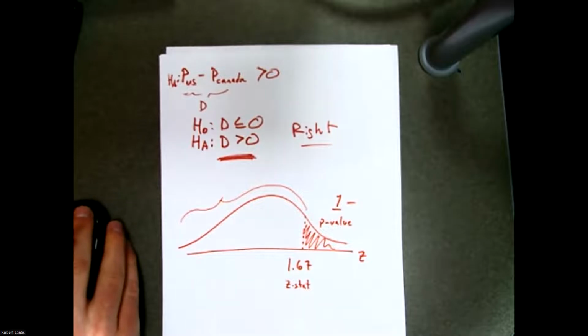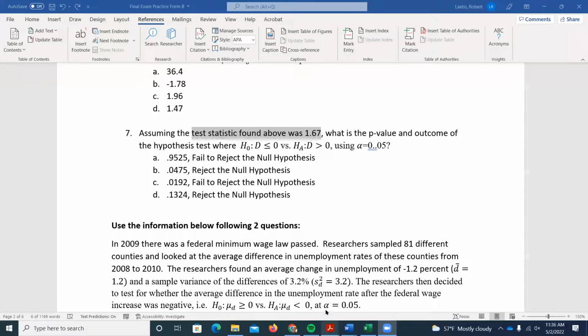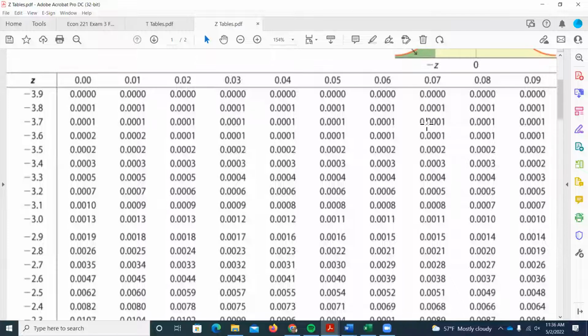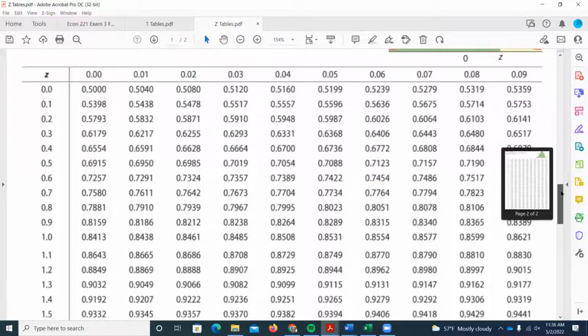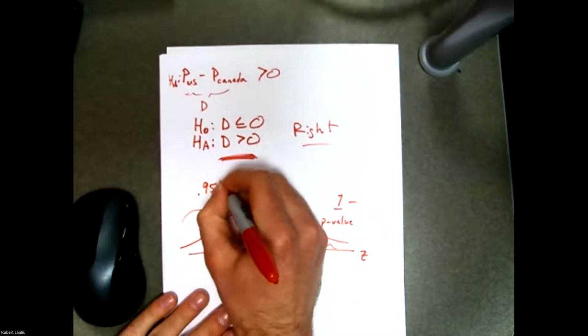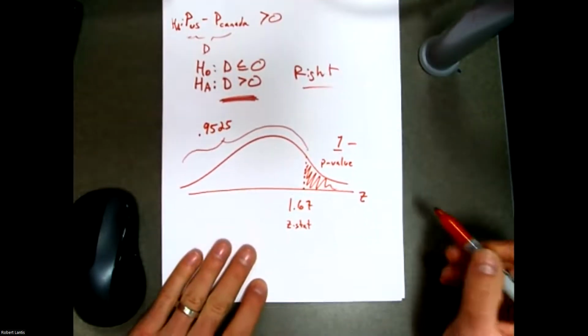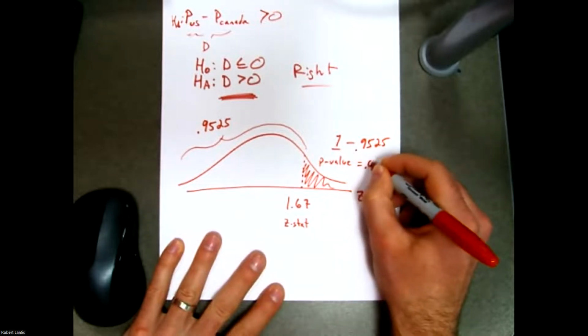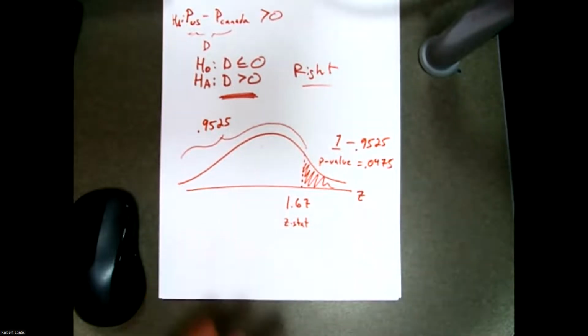So I'm going to look up 1.67 on my standard normal z-table. So here's that second decimal, just because when I scroll down, I won't be able to see it. So let me see. So 1.67, so 0.9525. Right? So that 0.9525 is going to be the area to the left. I'll subtract that from 1. And my p-value is 0.0475. Okay.